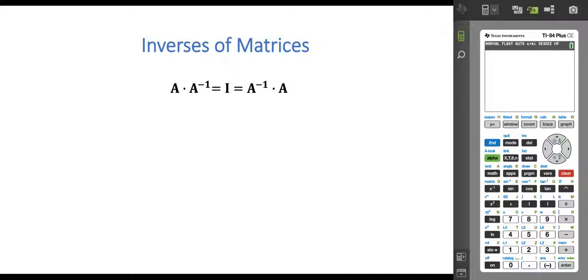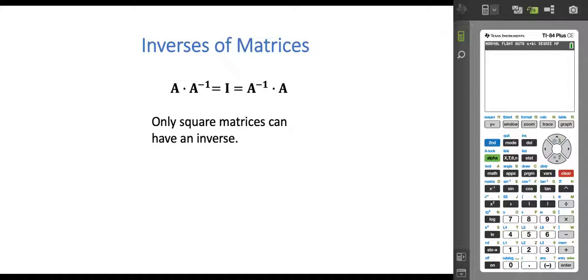So now we're going to have some matrix A and its inverse, which is called A inverse. That's how you pronounce this. You don't say A to the -1. Use the language. It's A inverse. So A times A inverse is going to give me the identity matrix I, and A inverse times A is going to give me the identity matrix I.